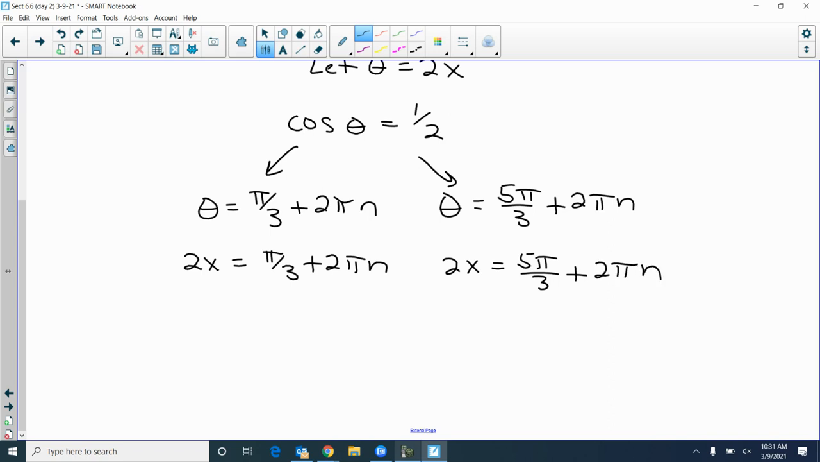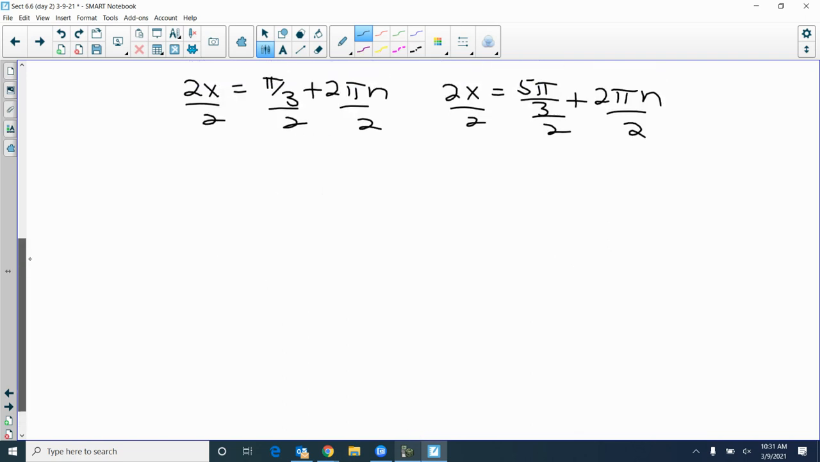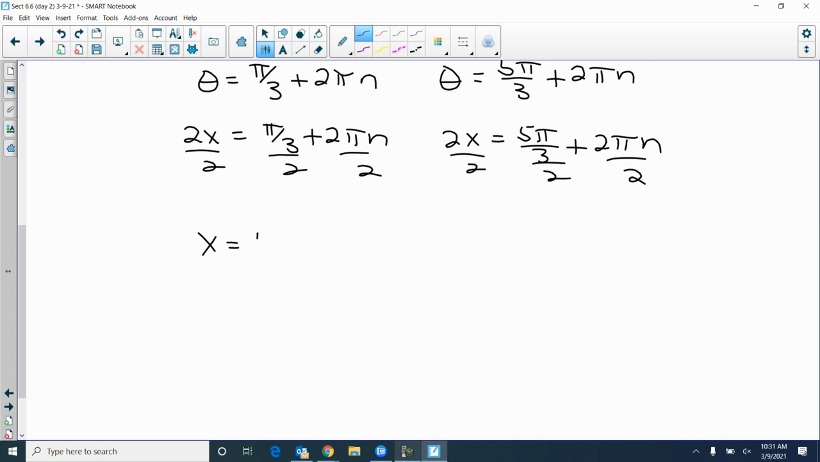All right, what do I got to do? I got to divide by what? For both of them, got to divide by 2. So divide everything by 2. And I get x equals pi over 6 plus pi n. And then I get x equals 5 pi over 6 plus pi n. Okay. Well, how do I go about finding those four answers? We already saw them. How do I go about finding them at this point? That's the general form. That lists all solutions.